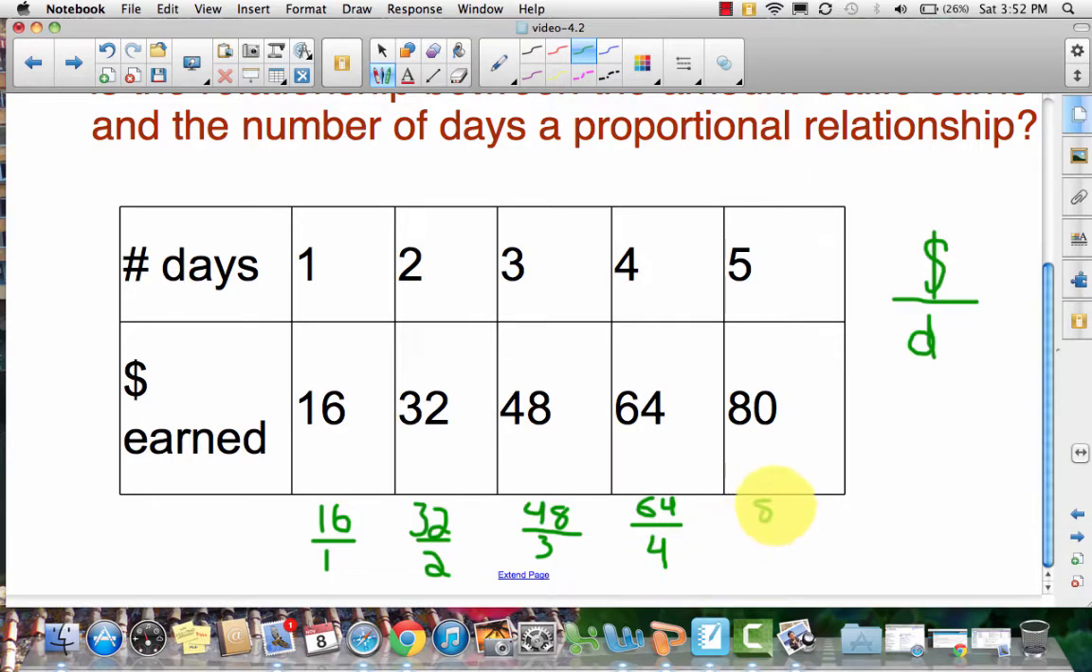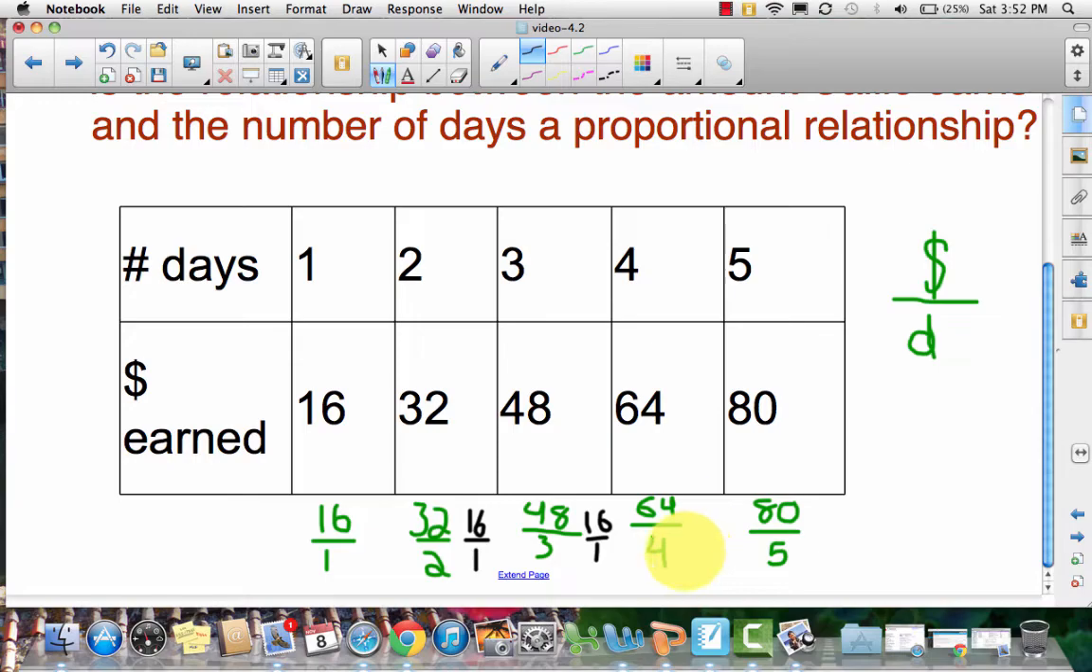If I simplify each of these unit rates, and keep in mind when you find a unit rate, you want the denominator to be a 1. So I'm going to take each of these rates and make them unit rates by putting a 1 in the denominator. Now this first one already has a 1 there. But in the second one, if I divided both the top and the bottom by 2, I would end up with 16 over 1. In 48 over 3, if I divide the top and the bottom both by 3, so that I get a 1 in the denominator, I would also get a 16 in the numerator.